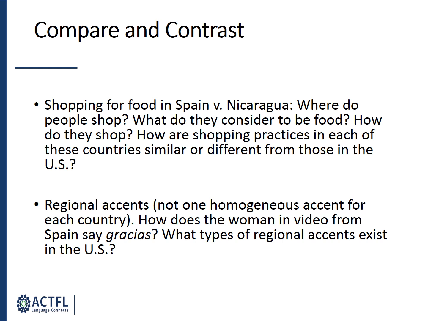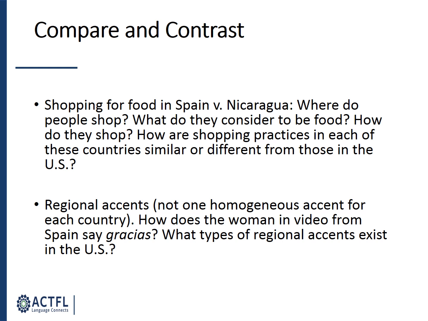How are their shopping practices in each of these countries similar or different from those in the U.S.? You can also point out the regional accents, and there's not one homogeneous accent for each country. For example, the woman in the video from Spain, you can have the students investigate, how does she say the word thank you? Most people assume that all Spaniards pronounce the soft C with a TH sound, something like gracias. Well, that's not always the case.